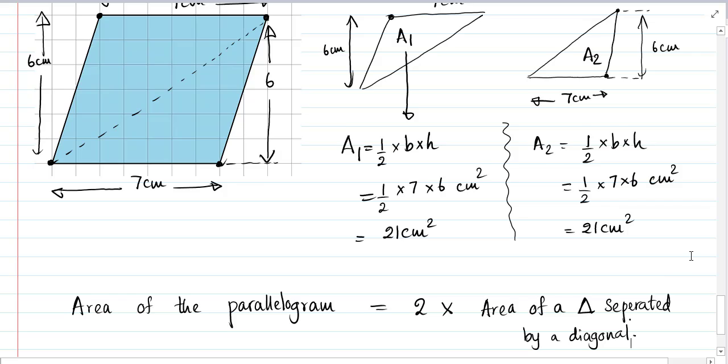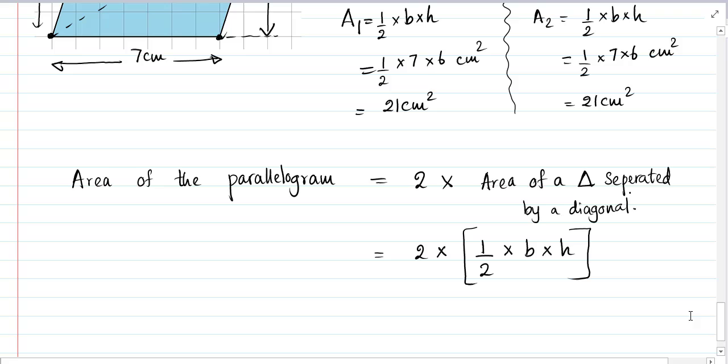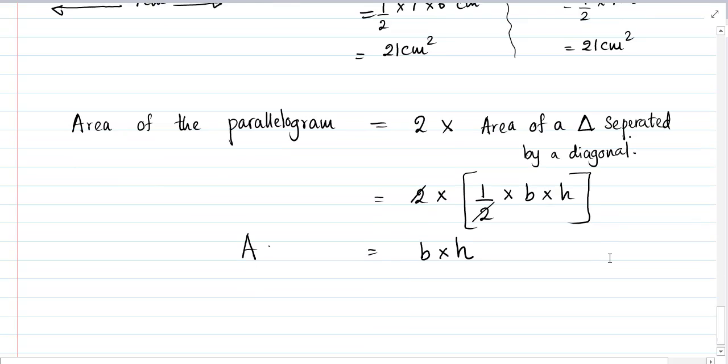Okay, which means 2 times half area of a triangle means half base into height. Here I can cancel these and the answer would be base into height. That's the total area of the parallelogram. Hope you got that clearly.